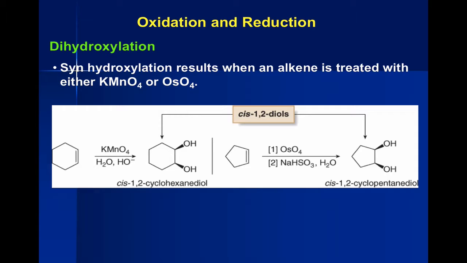Now, we can also do this through this 2-step process where we're using osmium tetroxide, and we can get the same type of product, the cis diol, right? Why do we need 2 different reaction types? Why do we need 2 sets of reactions that appear to do the same thing? What do you think, Bob? Why bother having another tool in my toolbox?